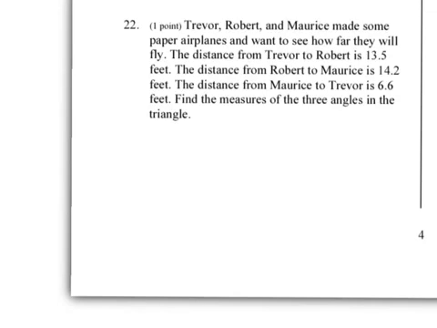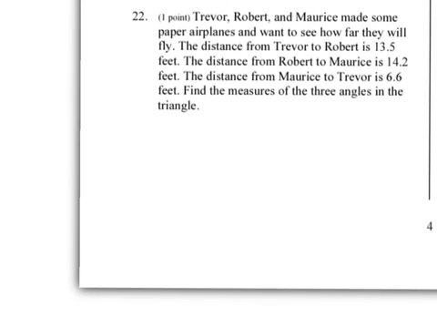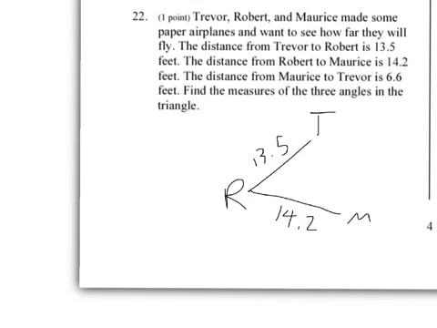Okay, number 22, we have Trevor, Robert, and Maurice making some paper airplanes, and they want to see how far they will fly. The distance from Trevor to Robert is 13.5. So let's start at T, and let's go to R. Let's call that distance 13.5 feet. Then it says the distance from Robert to Maurice is 14.2, and then the distance from Maurice back to Trevor is 6.6.